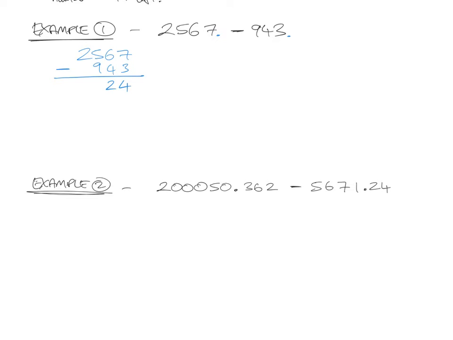5 take 9. I'm trying to take 9 from 5. It is too big for 5. So I take away 1 from the top number in the column on the left. So 2 take away 1 is 1. And I put that here.